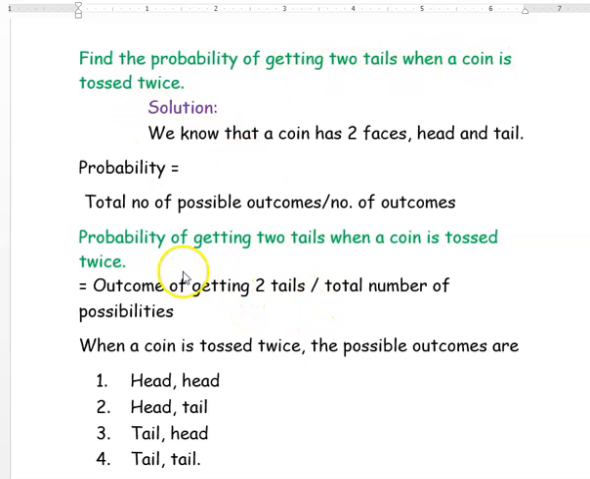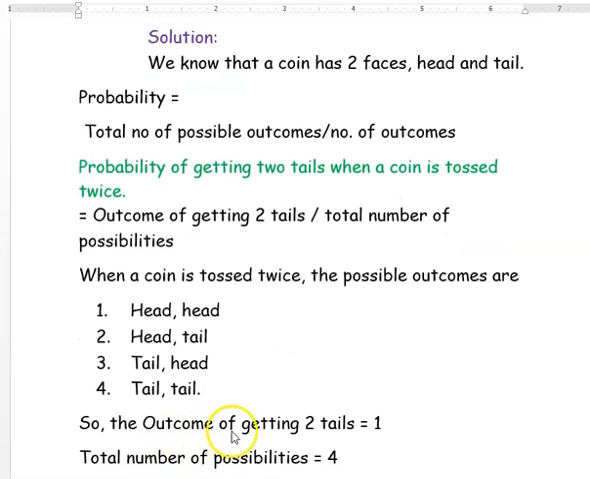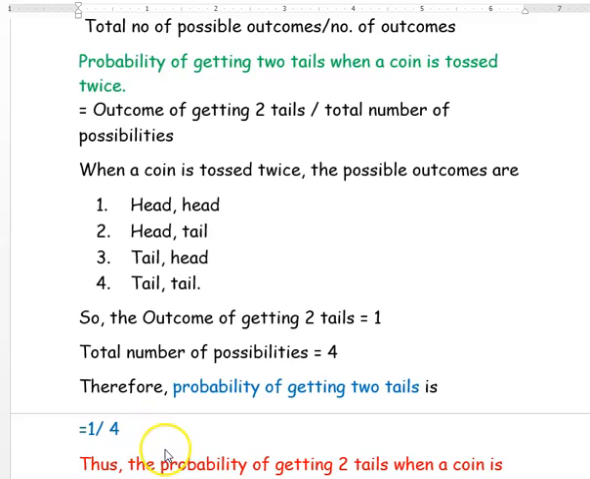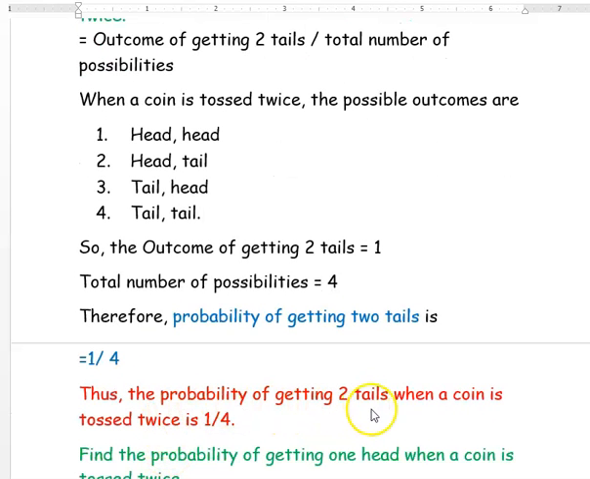Next question is find the probability of getting 2 tails when a coin is tossed twice. Now we will rewrite the formula for our question. Probability of getting 2 tails when a coin is tossed twice is equal to outcome of getting 2 tails divided by total number of possibilities. If you look into the possible outcomes, they are head head, head tail, tail head, tail tail. For 2 tails you have only 1 chance. So the outcome of getting 2 tails is 1 and total number of possibilities is 4. If you substitute this in the formula, you will get 1 divided by 4. So thus the probability of getting 2 tails when a coin is tossed twice is 1 divided by 4.